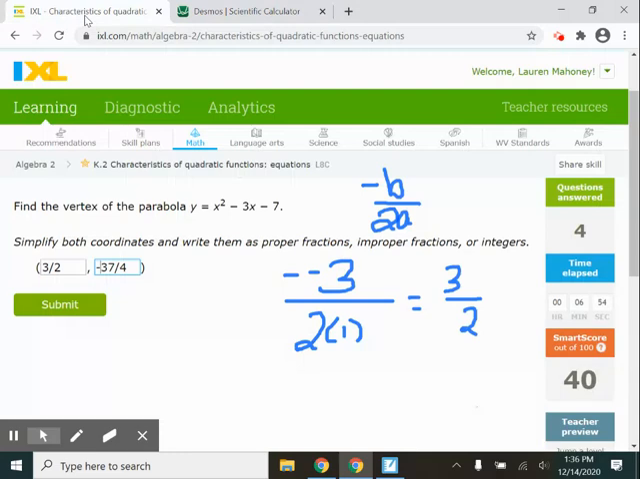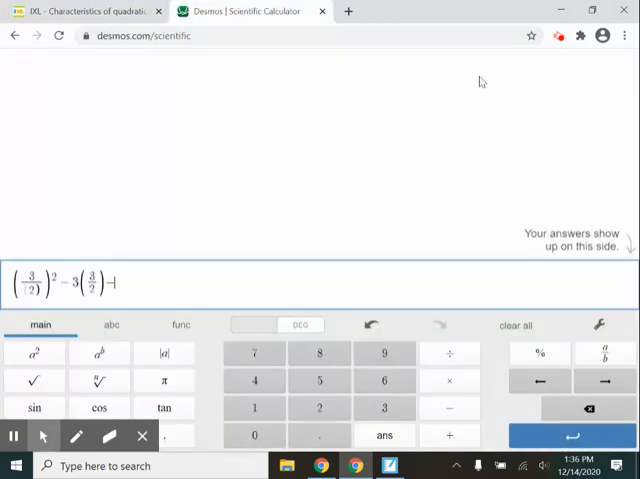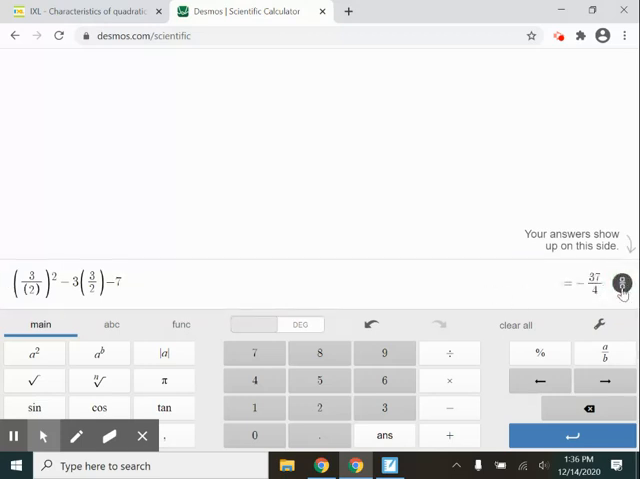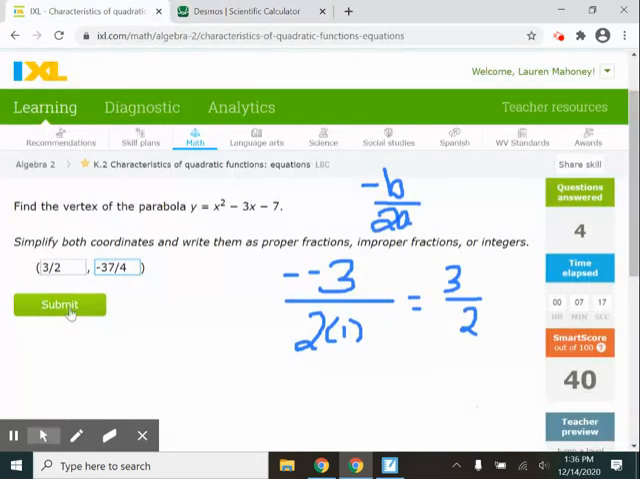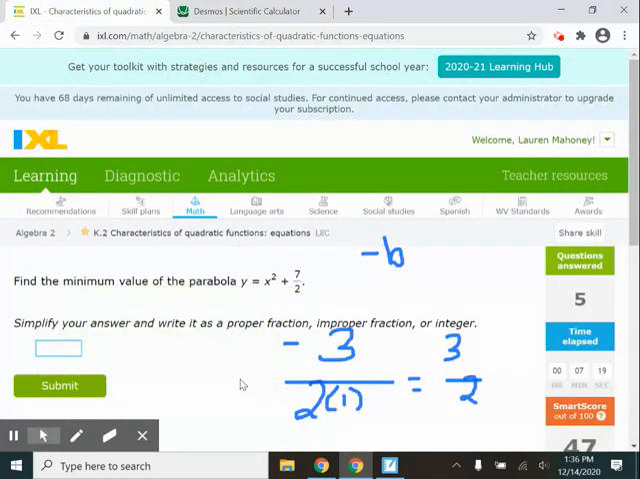And then it was minus 3 times 3/2. And then minus 7. And you can see here, it gives you the answer over here on the side. And then if I click this button here, it's going to convert that to a fraction for me. So you can use the Desmos scientific calculator to help you with any of these questions that you need to find fraction values for. And we submit that, and everything is all well and good.